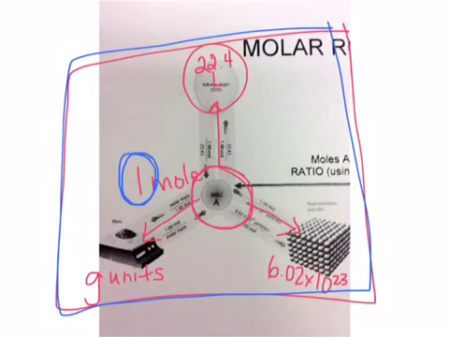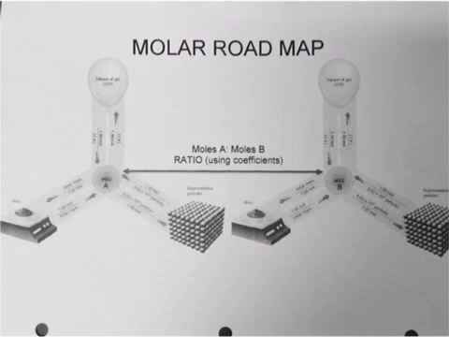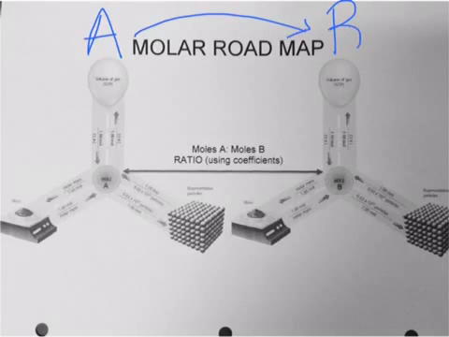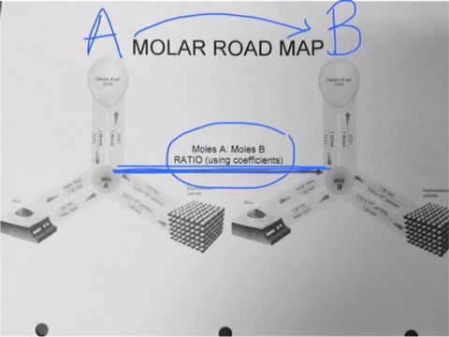But here's the trick. Now we don't have just 1 box. Now we have 2. The difference between what we have done before and what we're going to do today is we're going to switch from chemical A over on the left side to chemical B. When you switch from chemical A to B, you use this pathway here in the middle. This pathway is called your mole-to-mole ratio, and we're going to use the coefficients from the balanced chemical equation to tell us what that ratio is.